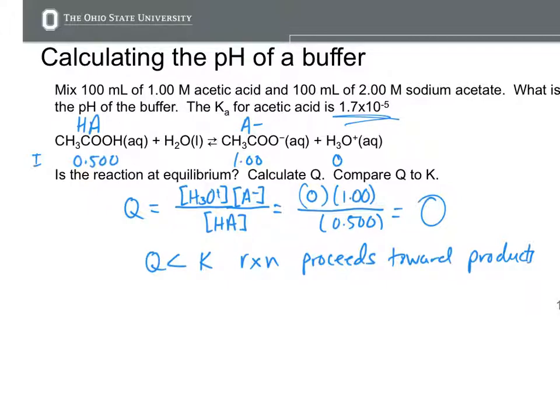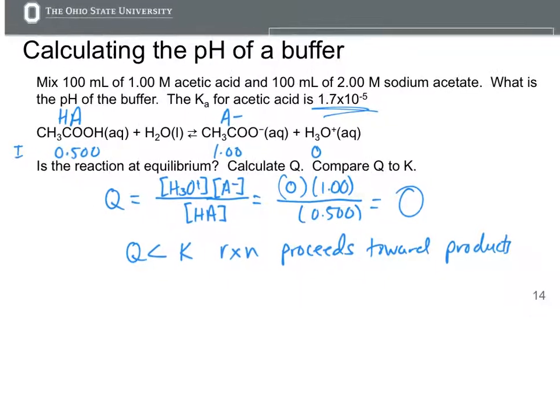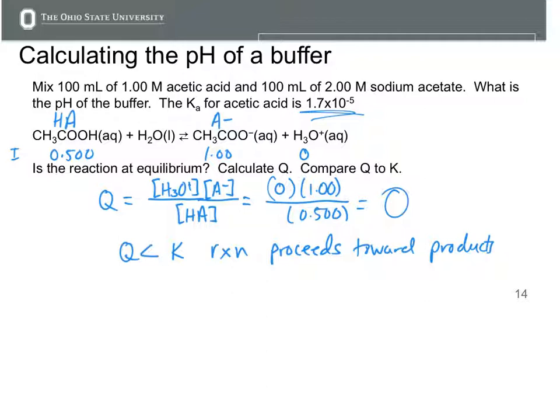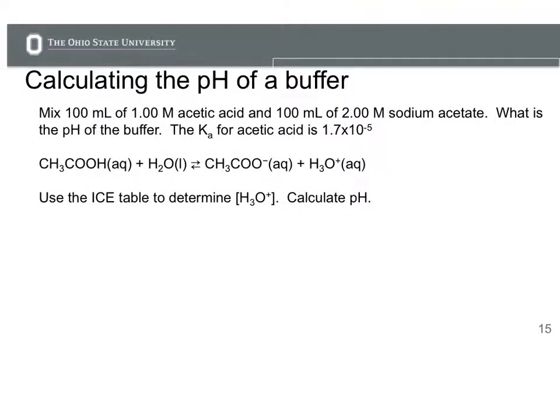All right, questions on that part? So like I said, you most likely don't need to do this step unless you're unsure of which direction the reaction is going. Let's now use our ice table.